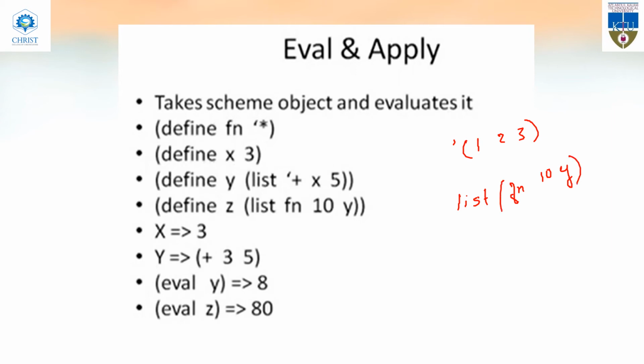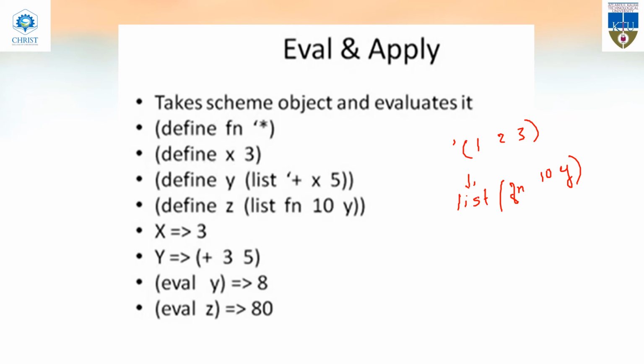So fn is the first element, 10 is the second element, and y is the third element. So this is a list which has three elements. Either I can denote a list using a single quote, or I can denote it using the list keyword. Okay, so what do we mean by evaluate and what do we mean by apply?